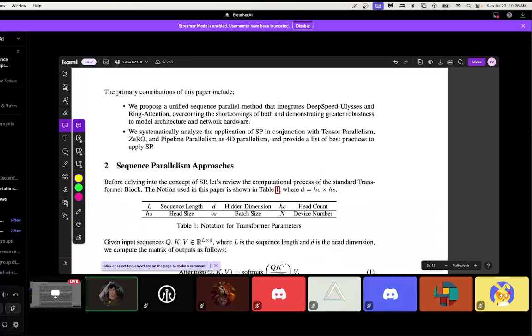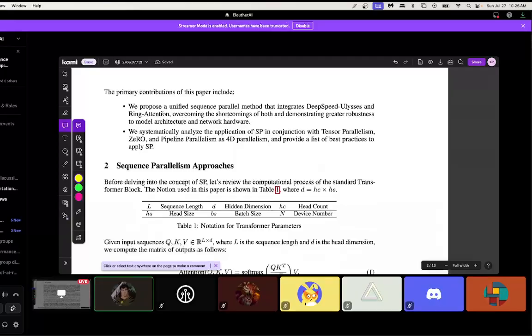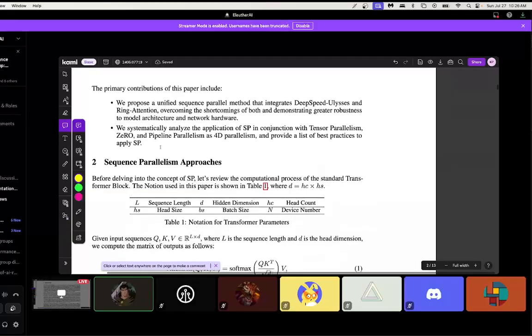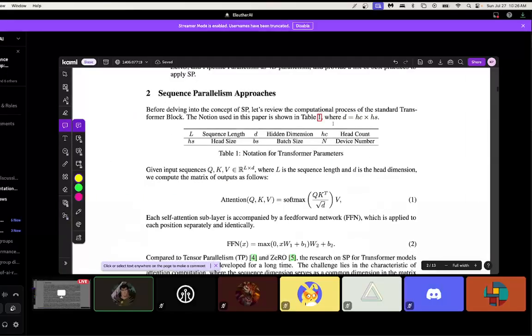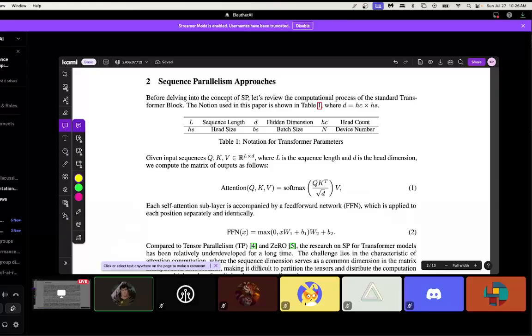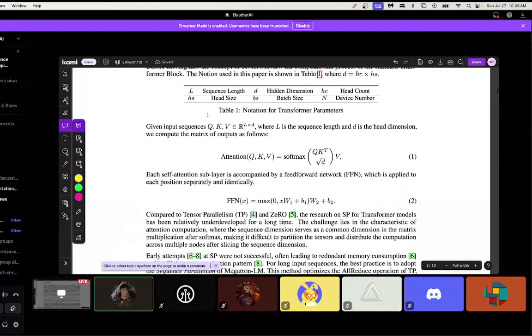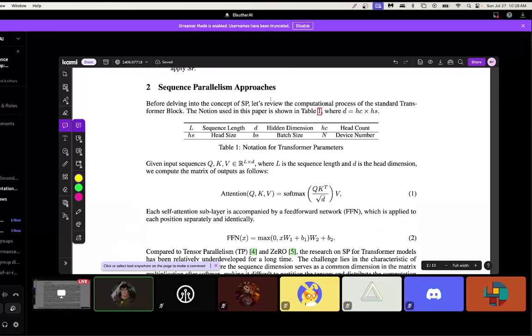The primary contributions: we propose a unified sequence parallel method that integrates DeepSpeed Ulysses and ring attention. We also systematically analyze the application of SP in conjunction with tensor parallelism, ZeRO, and pipeline parallelism as 4D parallelism, and provide a list of best practices to apply SP. So yeah, these two are great. I like the second one personally, very good, actionable. I just have a couple of feedback points for that, but yeah. I think this just covers the sequence parallelism approaches.